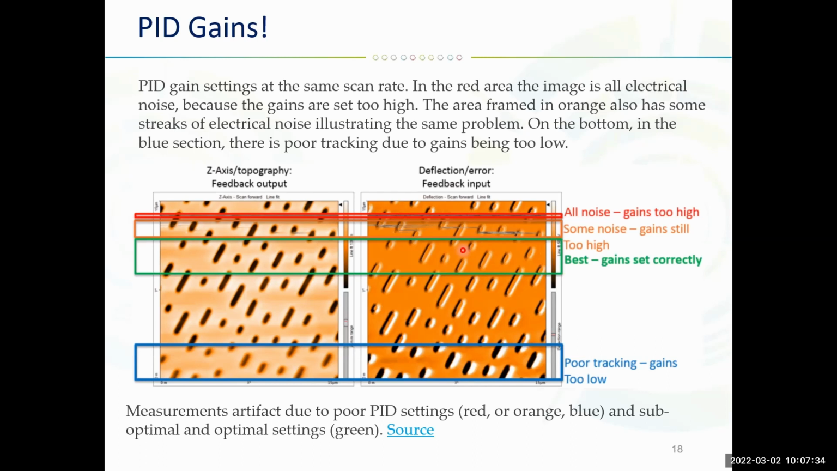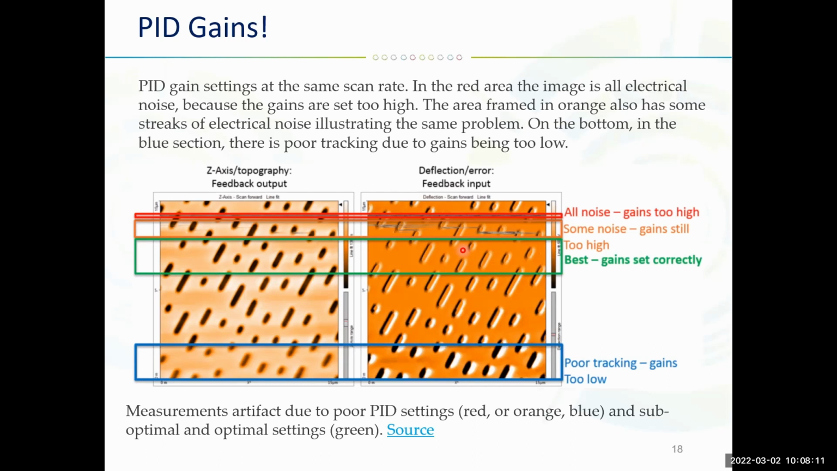So for AFM operation, the integral gain is the most important and has the most dramatic effect on the image quality. The proportional gain can provide slight improvement after optimization of the integral gain. And then derivative gain is mainly for samples with very tall edges. If gains are set too low, the PID controller will not be able to keep the set point accurately.